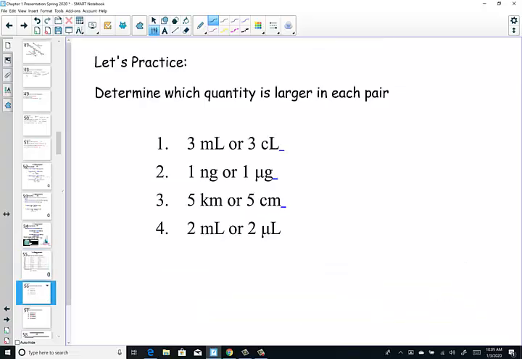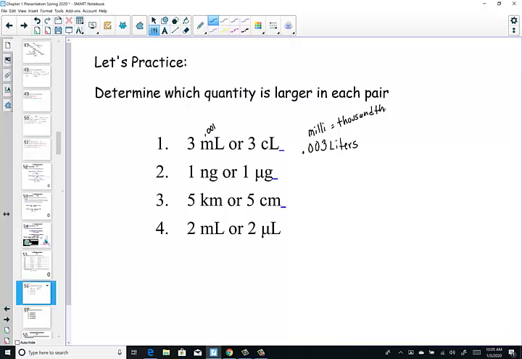Let's determine which quantity is larger in each pair. This again is simply practice with the metric prefixes. The first one gives us 3 milliliters. Remember, milli is a thousandth, so 3 milliliters is really equal to 0.003 liters. Simply remember that milli means a thousandth. I'm just expressing that in terms of what that decimal means.